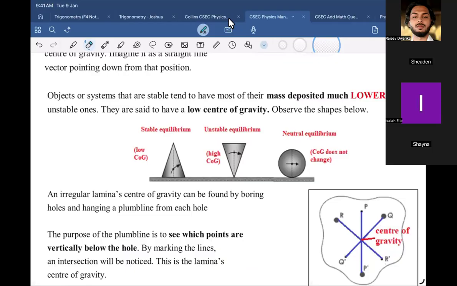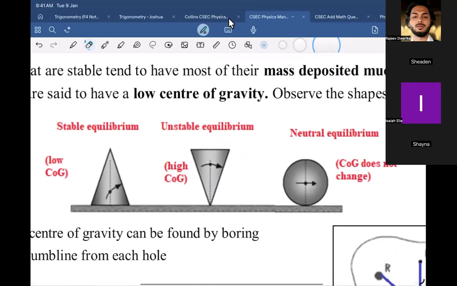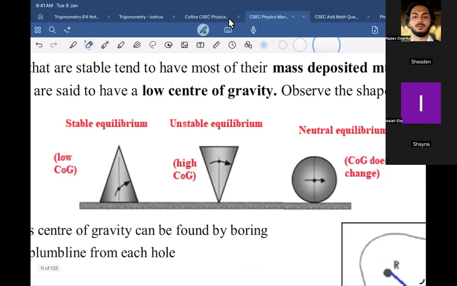And so you have to know three types of equilibrium in CSEC physics: stable equilibrium, unstable equilibrium, and neutral equilibrium. Let's distinguish between them. So if you have something with a low center of gravity, you would describe it as being stable, yes or no? Yes.